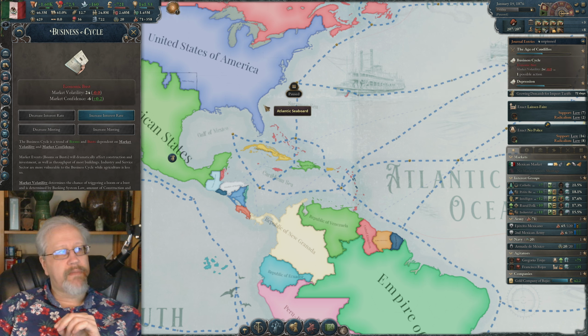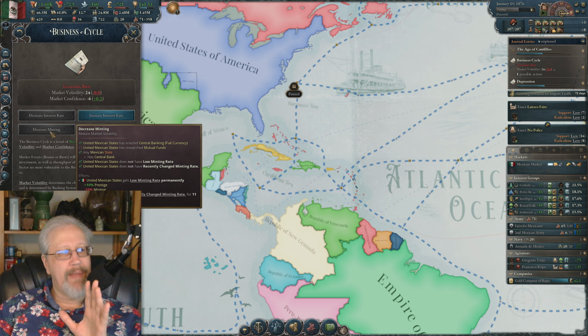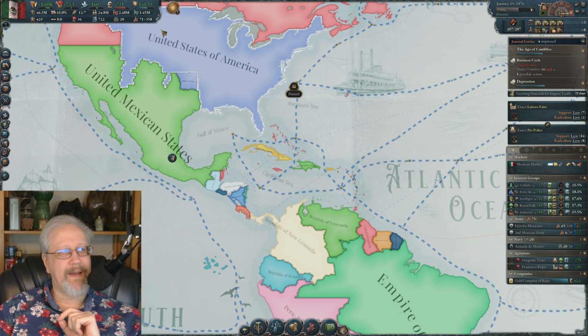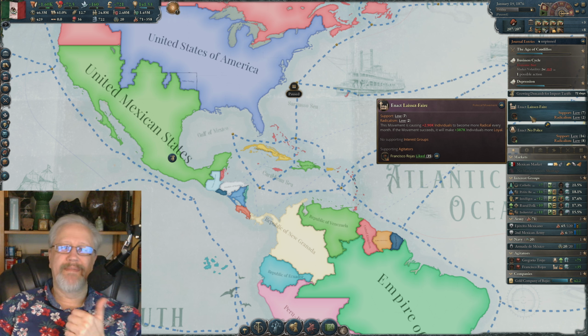As far as actions, we've lowered our interest rates as much as we can. We cannot yet do any minting because we haven't yet researched mutual funds. You need that technology to do some minting there. We got people trying to get us to do laissez-faire. I like intervention better. It's low support.